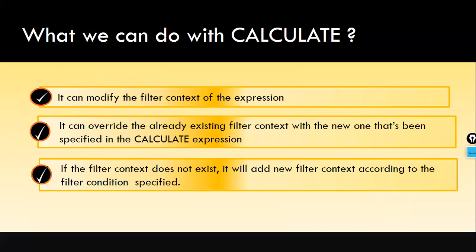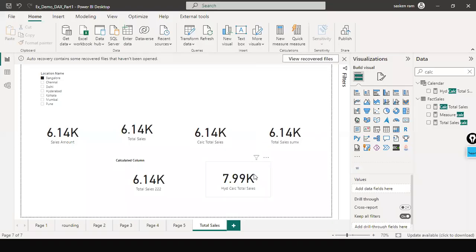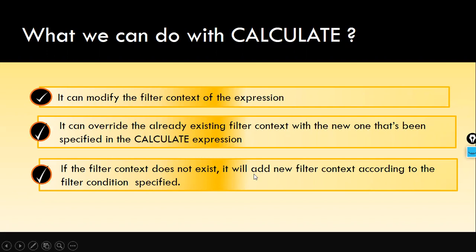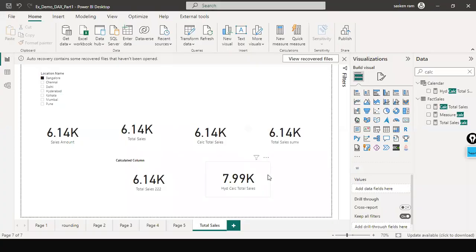Using the CALCULATE function, it can override the already existing filter context with the new one that's being specified in the calculation, along with the ALL function. You can use the ALL function separately also, but when you use it along with CALCULATE, you can modify the existing filter. You can override the existing filter context. This is a classic example for this.